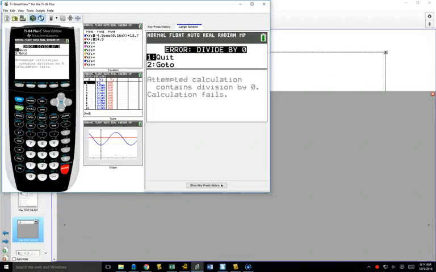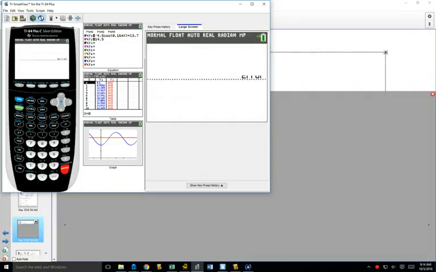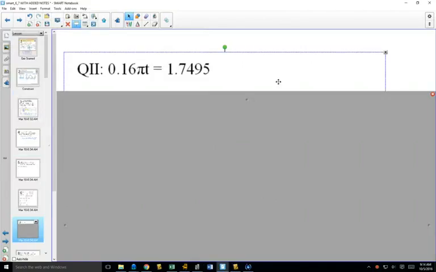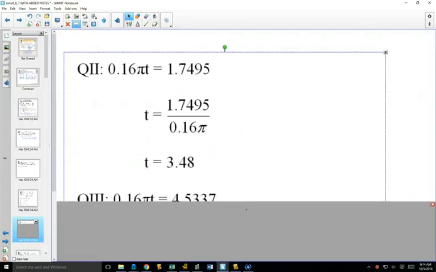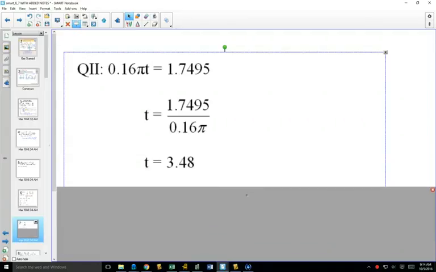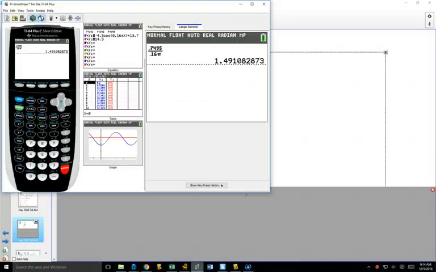Whoops. What did I type in wrong? Oh, I put an H instead of a pi. There we go. That is our better answer. Now, did I type in anything wrong when I typed it in? Why did we get 1.7495? I forgot the 1.